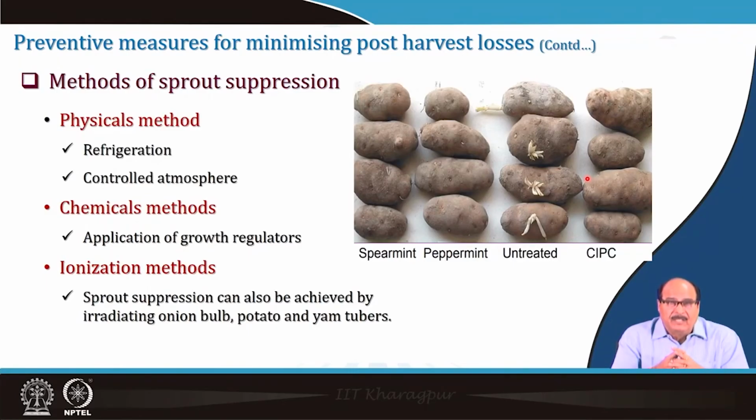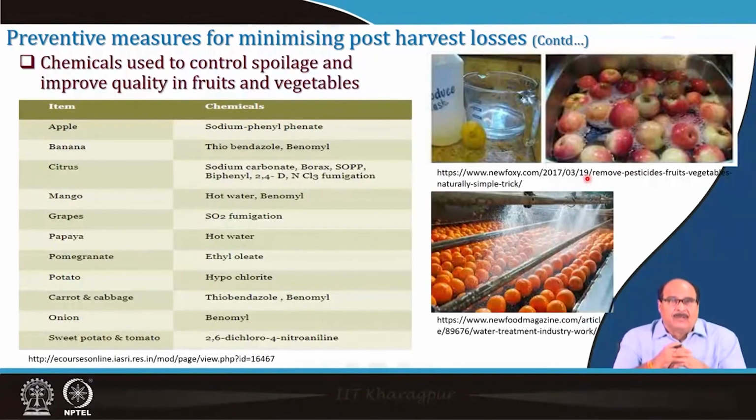Methods for sprout inhibition include refrigeration, controlled atmosphere, or certain chemicals like growth regulators or sprout suppressants that can be applied. Sprout suppression can also be achieved, as I told you, by ionizing radiation, by irradiating onion bulbs, potato and yam tubers, etc. And controlled atmosphere also has been proved to be beneficial to some extent in suppressing sprout formation.